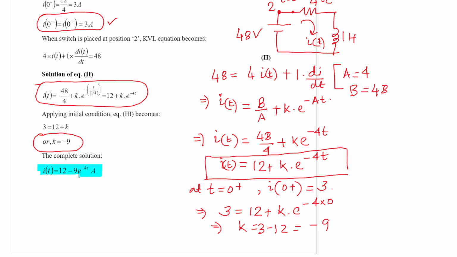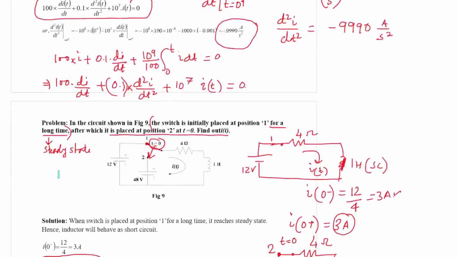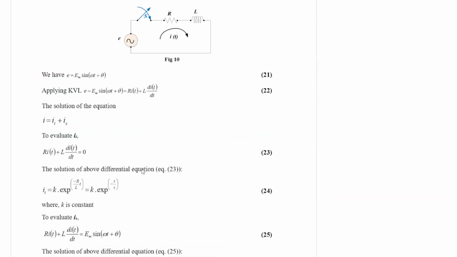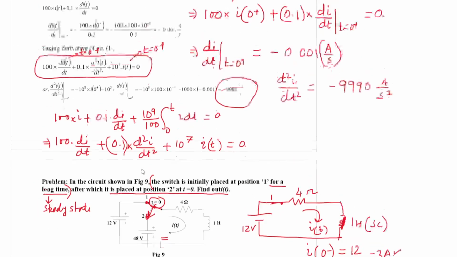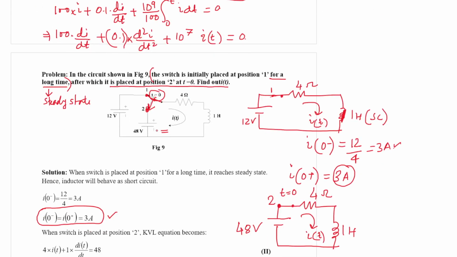That is your answer. So this current, when the switch is placed at position 2, will be 12 minus 9 e to the power minus 4t. That is the solution for this current.